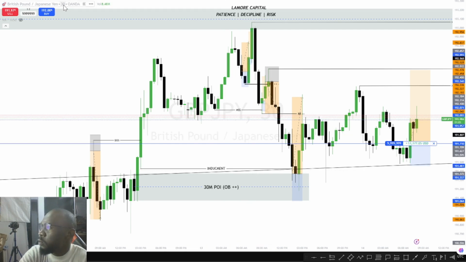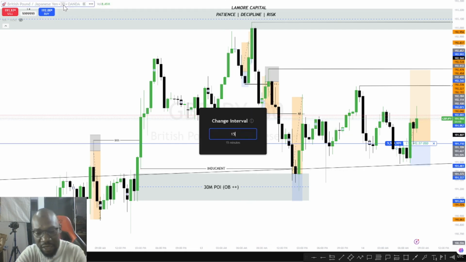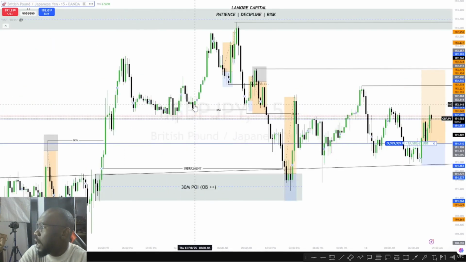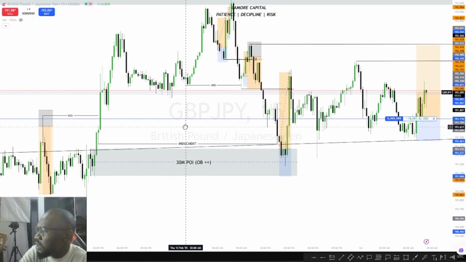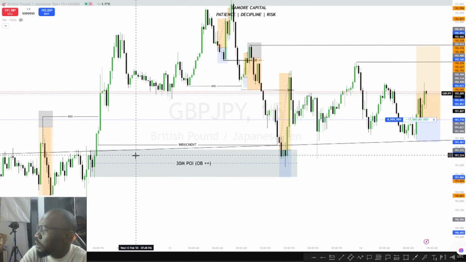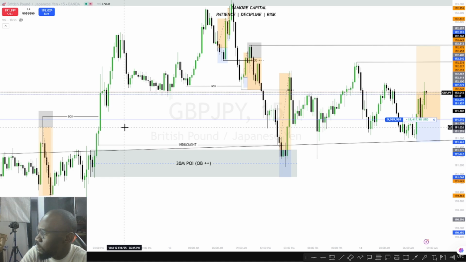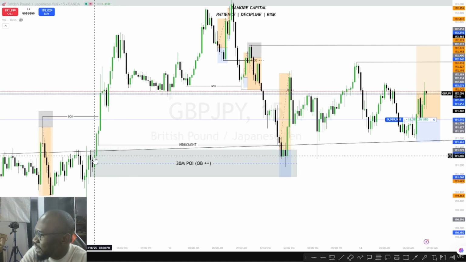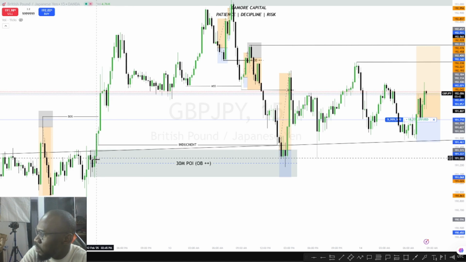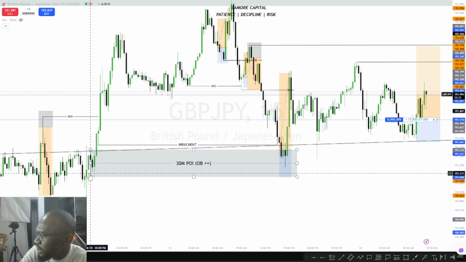So now we are going to go to the 15 minutes time frame first to see how the market is on the 15 minutes time frame. On the 15 minutes time frame, as you can see, the order block here has been mitigated already, but on the 30 minutes time frame, it hasn't been mitigated. If you look at here, the order block has been mitigated by this small candle. This one too, it has been mitigated by this small candle.